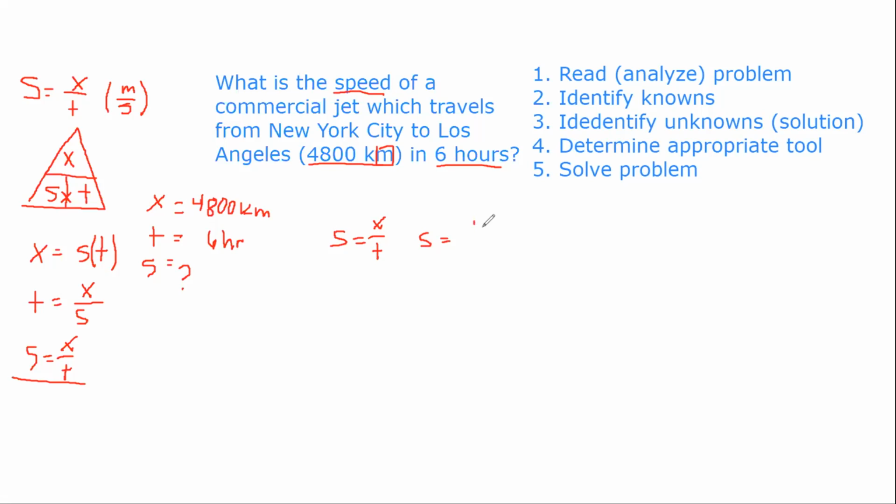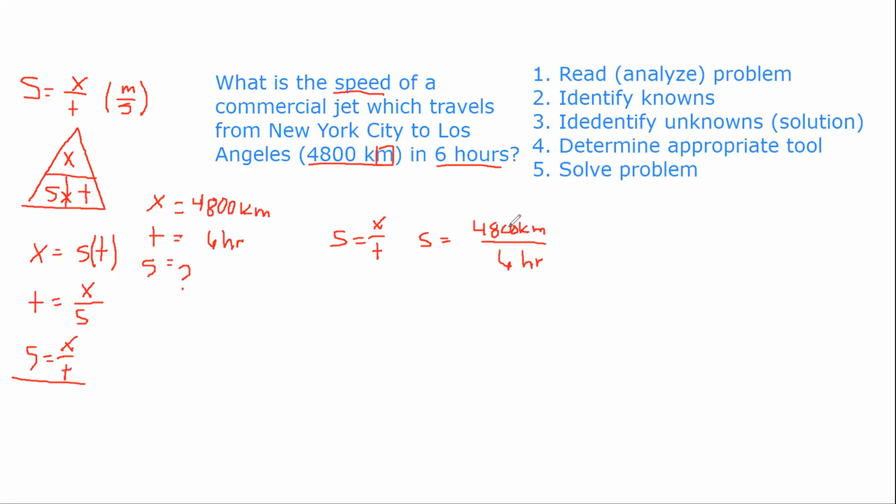Well, I've gotten the number 4,800 kilometers here, and then I've got 6 hours here. So notice I wrote my units in, that I wrote them there and I wrote them here. They're very important because they're going to tell me the unit for speed, because it's going to be the unit of distance over the unit of time, and that'll be our unit for speed here.